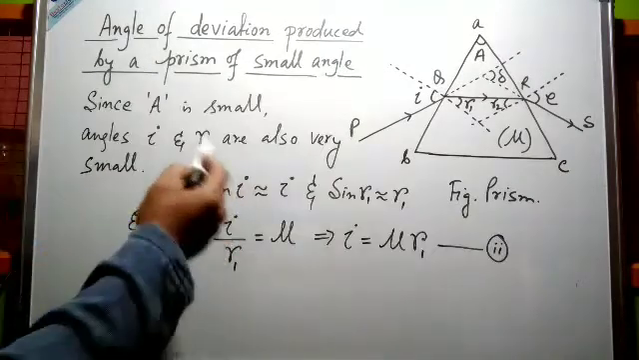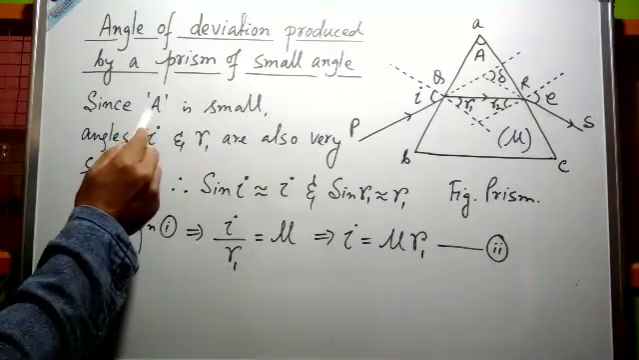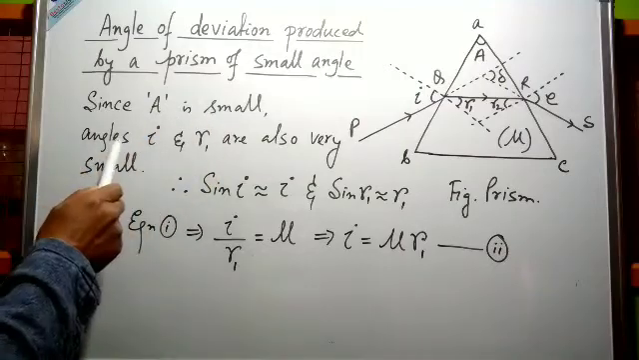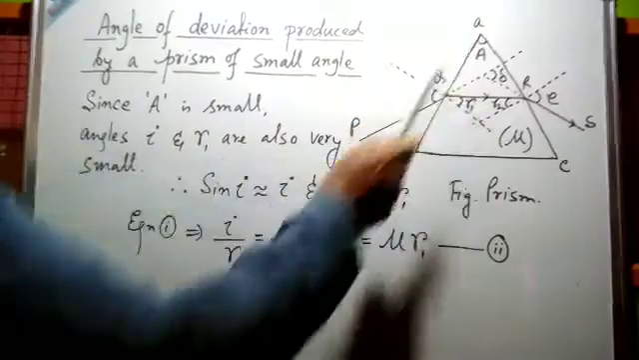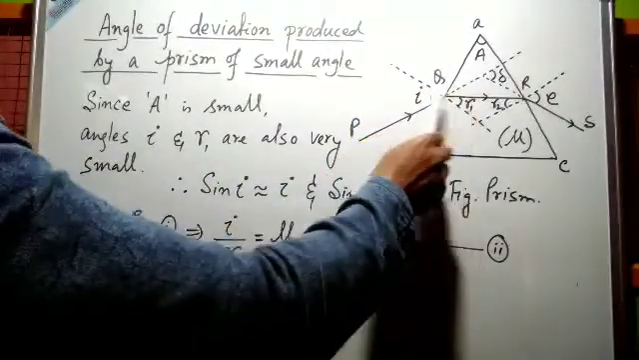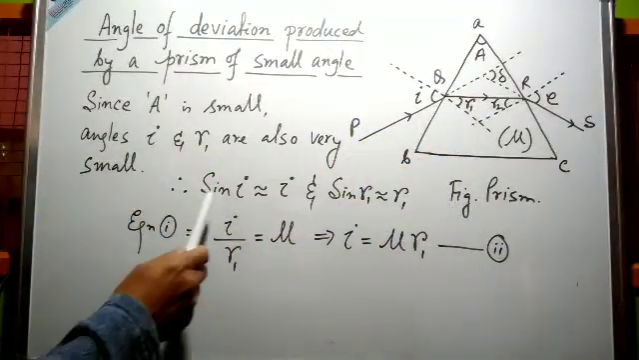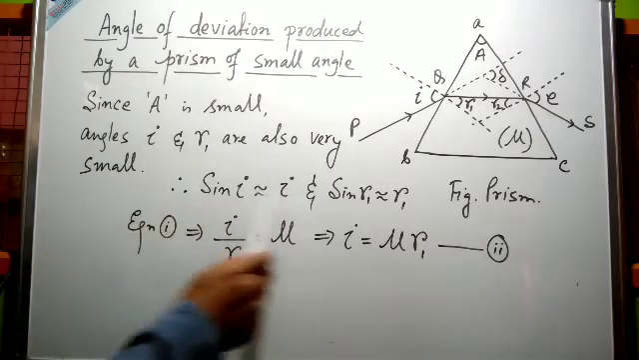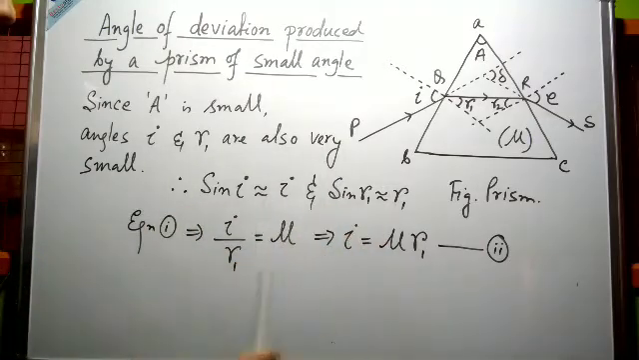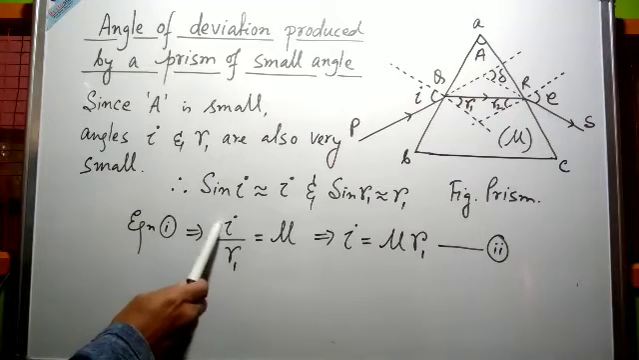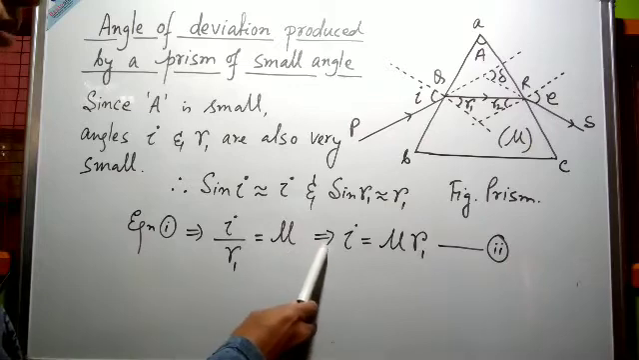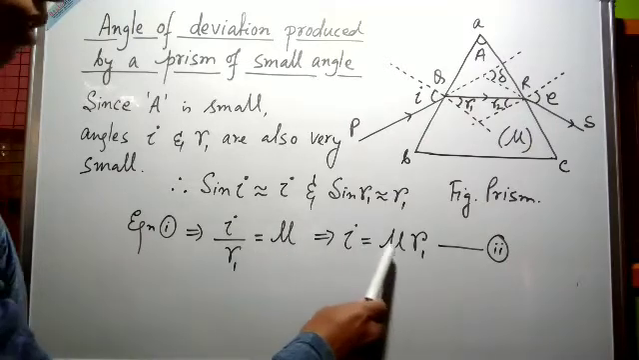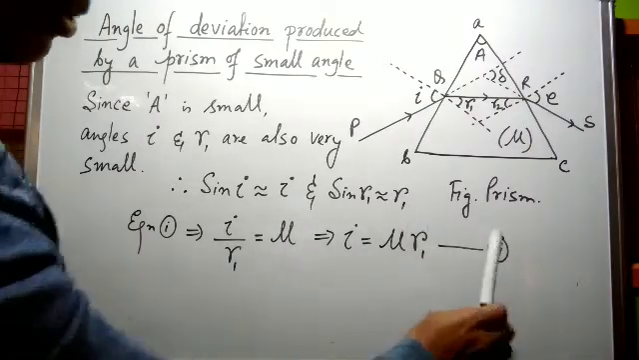Since A, that is the angle of prism, is small, angles I and R1 are also very small. So sin I is approximately I, and sin R1 is approximately R1. Now equation number 1 becomes I by R1 equal to mu. This implies that I equals mu R1, and write it as equation number 2.